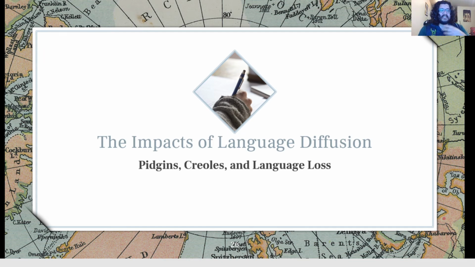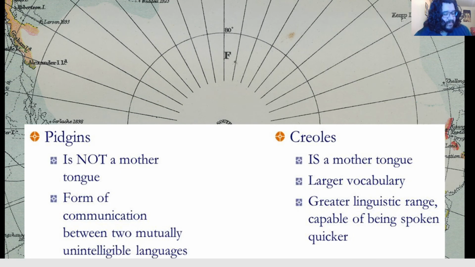In other cases, it changes. It interacts with the other languages around it, and we get something new. So this is where we have things that we call Pidgins and Creoles. A Pidgin and a Creole are similar. They both stem from different languages, but it's a matter of maturity, a matter of how much those languages have changed and developed on their own.